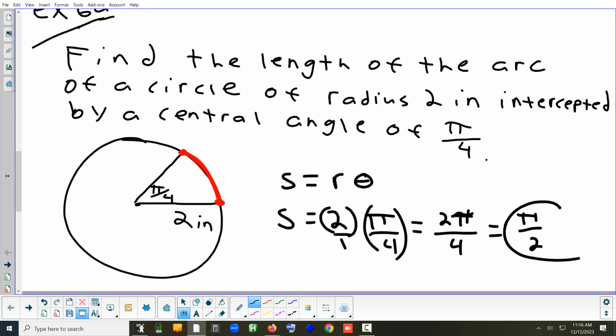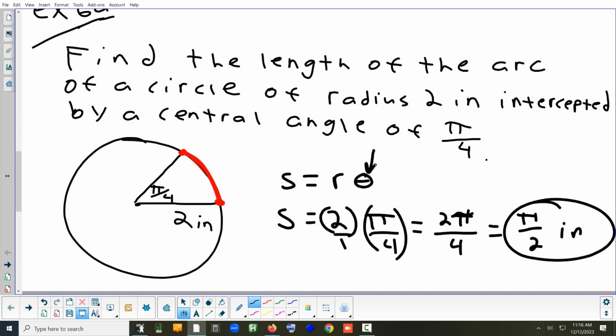Now we got to be careful because we need to put a label on that. What did we just solve for? Radians. Or the arc length. We solved for the arc length. So we solved for the length of that thing in red. So what kind of label do you think we should put on that? Inches. S is a length. So you always put the label that they use for length. R is also a length. The only thing in this problem that should have a label of radians is the angle.